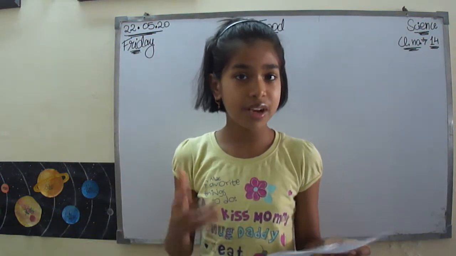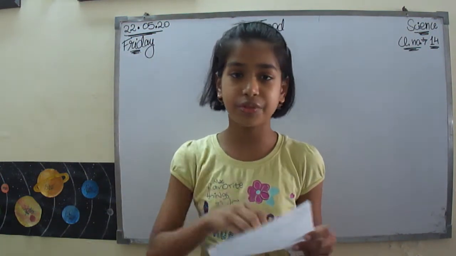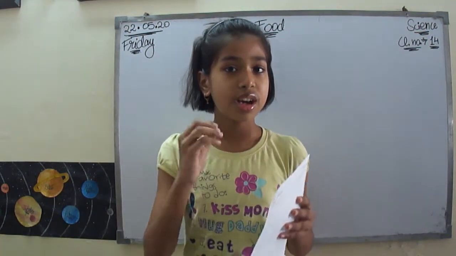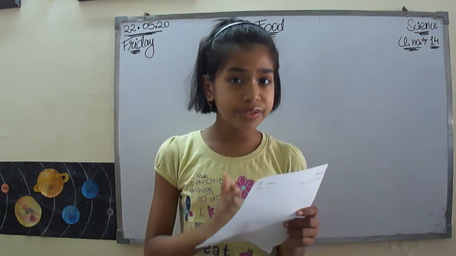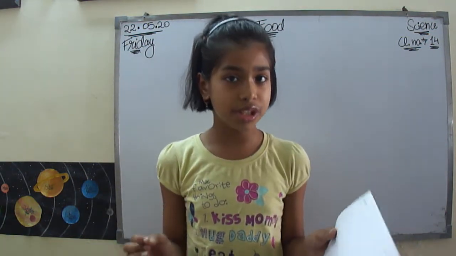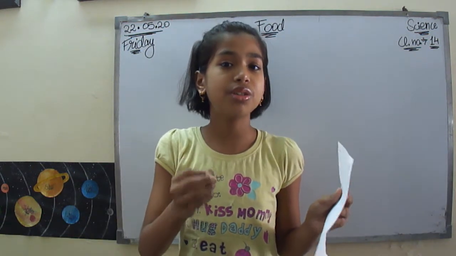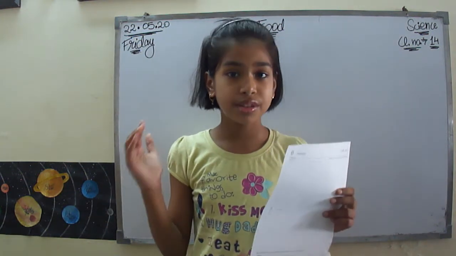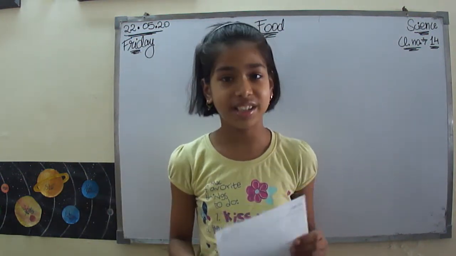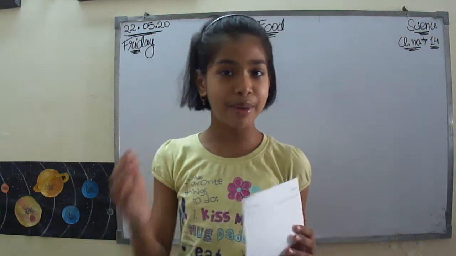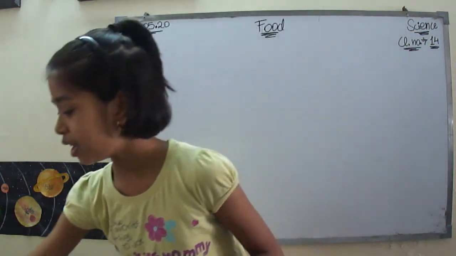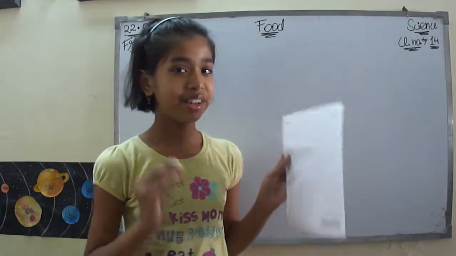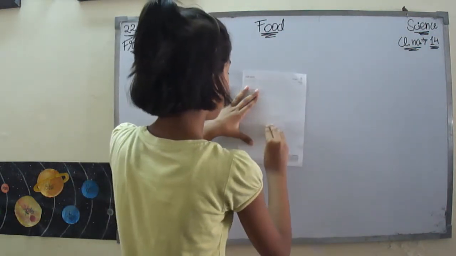So what will happen? What do you have to observe? You have to rub that food sample on the paper, and then observe if the paper becomes translucent, that means a little visible. That means the food sample has got fat in it. Let's see. So let me take butter as a food sample. I have a piece of butter, and now I'm going to rub it on this paper. Let me rub this.